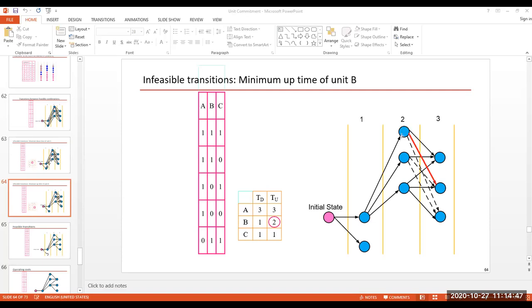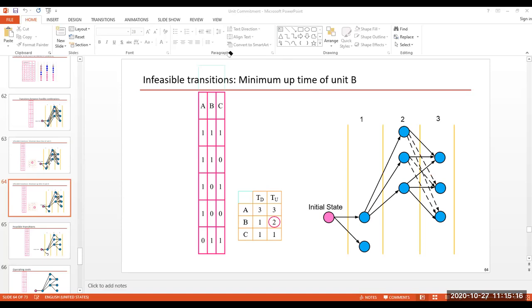If I had a transition from here to here, it was just turned on at this hour. So only for the last 1 hour has unit B been on, because here B was turned off, so it is turned on here. Only 1 hour has gone if I go from here to here. But it needs 2 hours to be on before I turn it off again. So this cannot be a feasible transition.